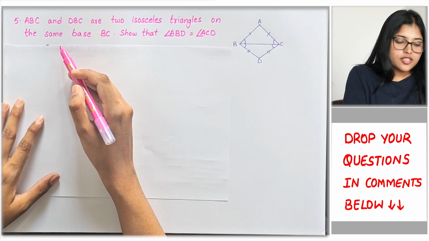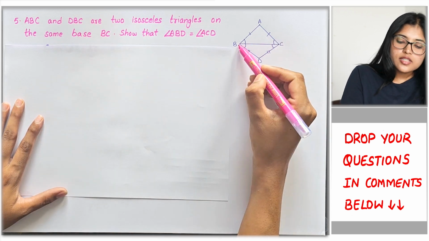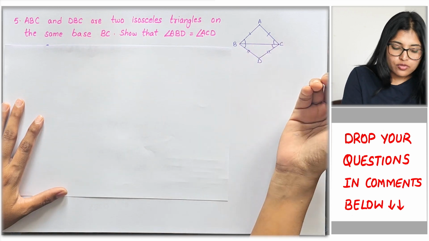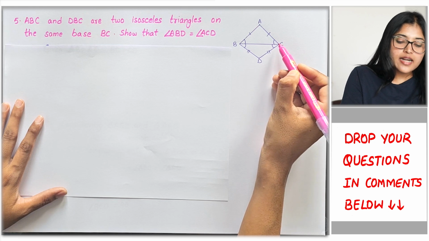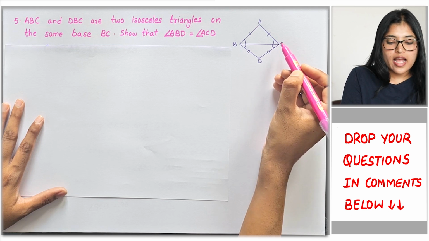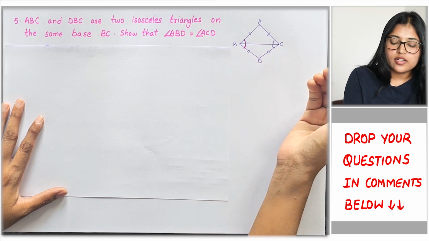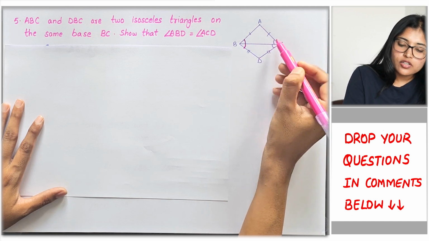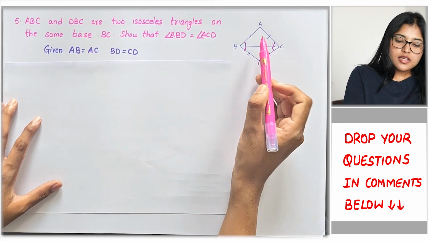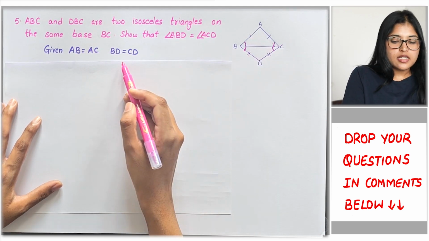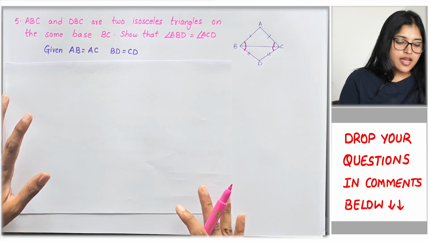In the fifth question, ABC and DBC are two isosceles triangles. So this triangle and this triangle are both isosceles triangles. They have a common side BC. We need to show that angle ABD equals angle ACD. So this is angle ABD, this whole angle over here. I need to show that this is equal to angle ACD over here. Given information, AB is equal to AC and BD equals CD because the triangles are isosceles triangles.